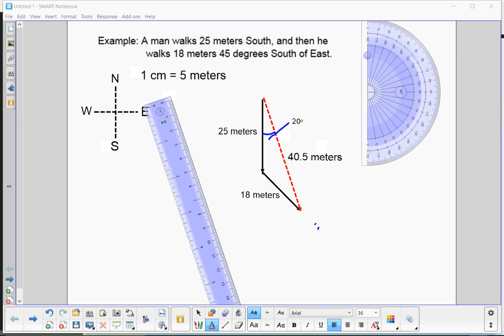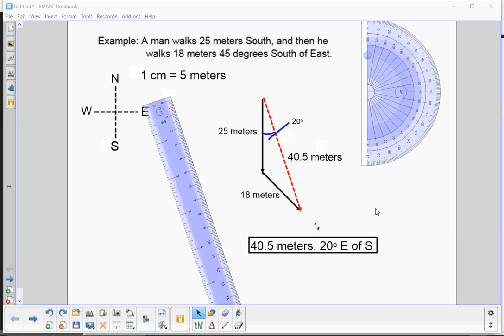Like so. Now I just have to report this final answer in a way that makes sense. The resultant displacement in this problem is 40.5 meters, 20 degrees east of south.